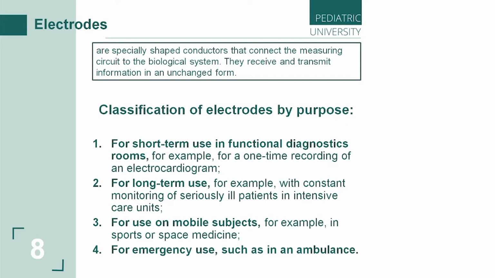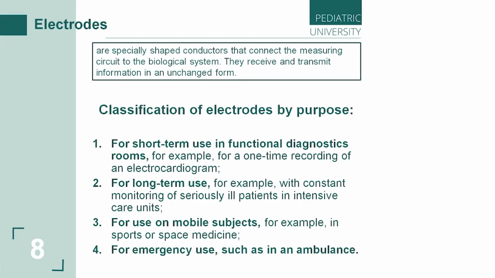Let's start from electrodes. So, in medical practice, electrodes and sensors are most often used to obtain biological information about a patient. Really, there are many types of devices which we can use to take information from the body, for example. Electrodes are specially shaped conductors that connect the measuring circuit to the biological system. They receive and transmit information in an unchanged form.